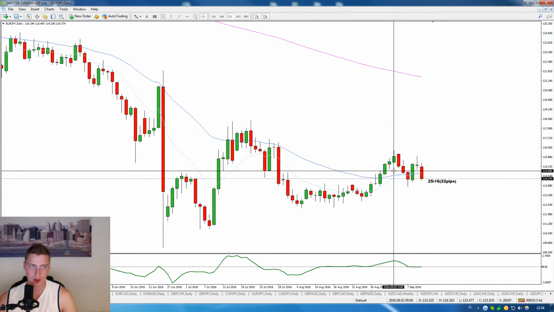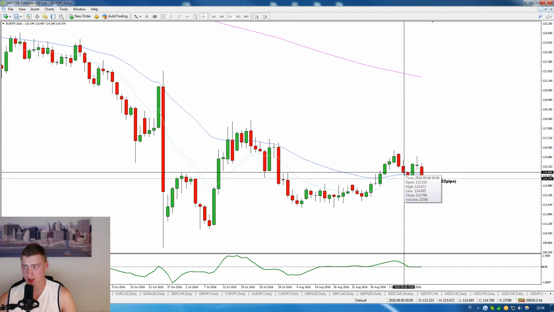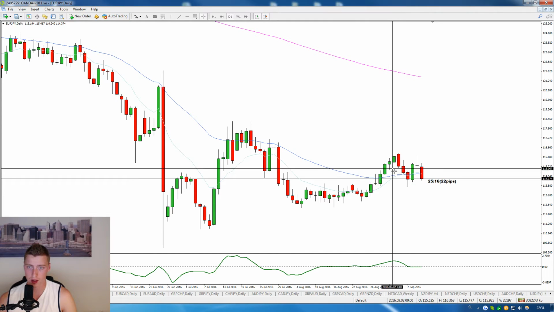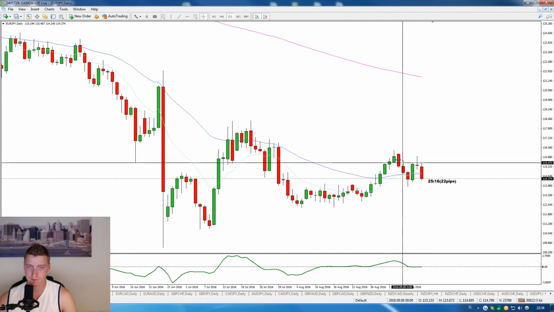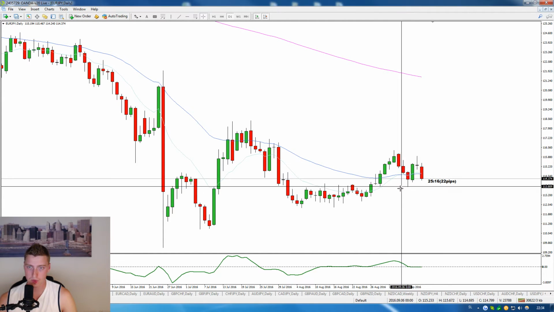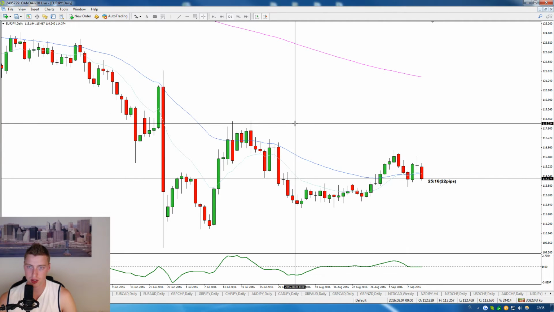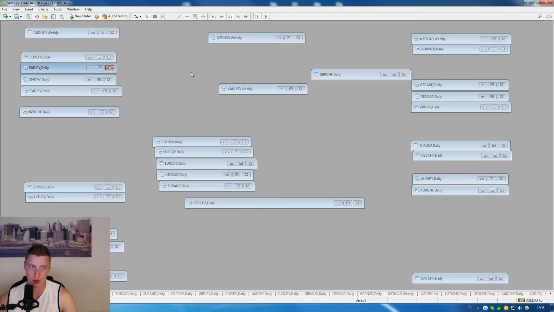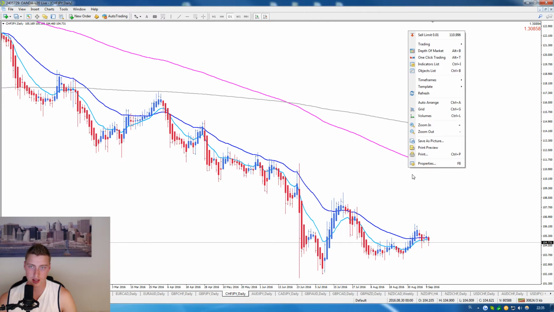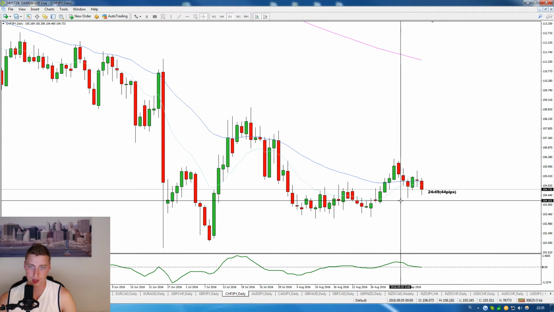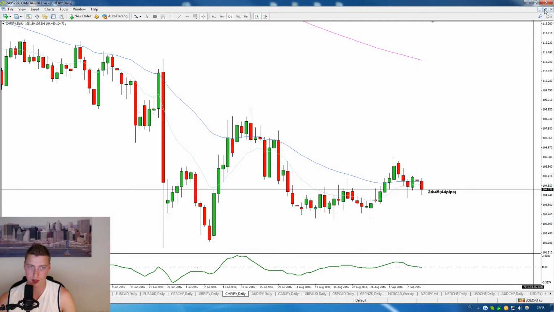I'm bullish as well on Euro Yen, though it doesn't look very good. My entry is right here, stops below there, so we'll see. Swiss yen as well doesn't look very good.